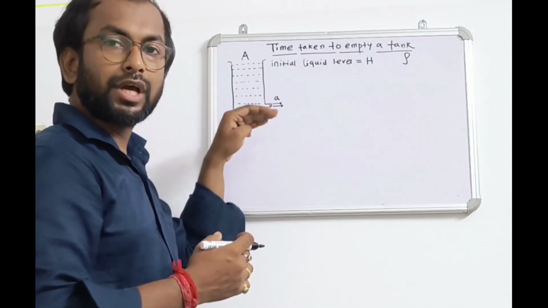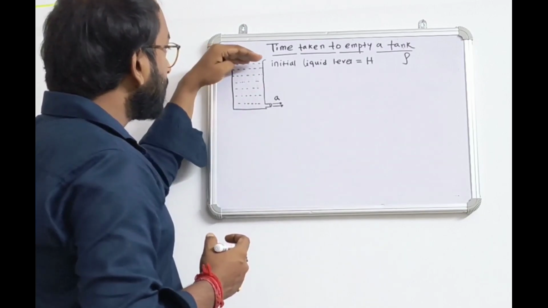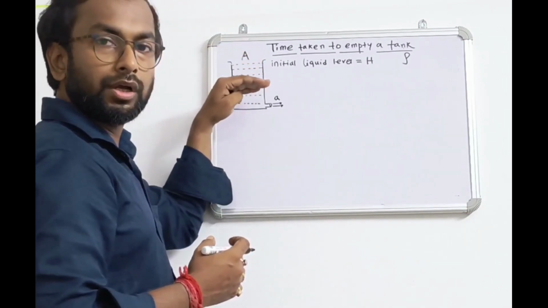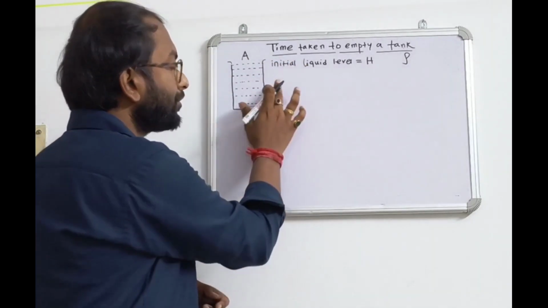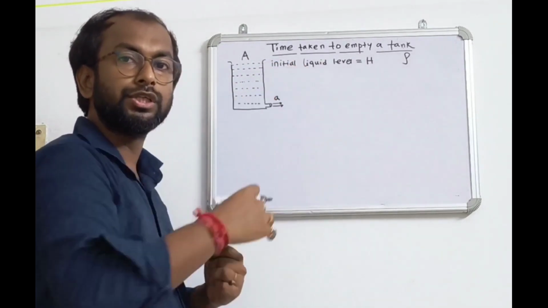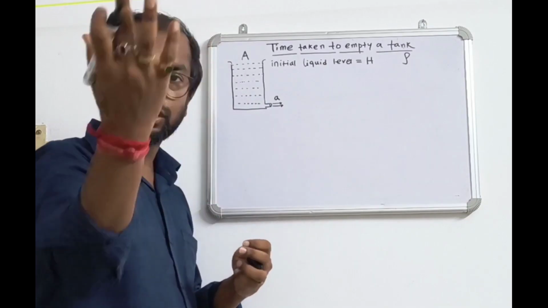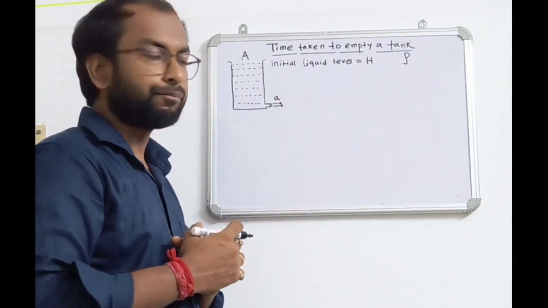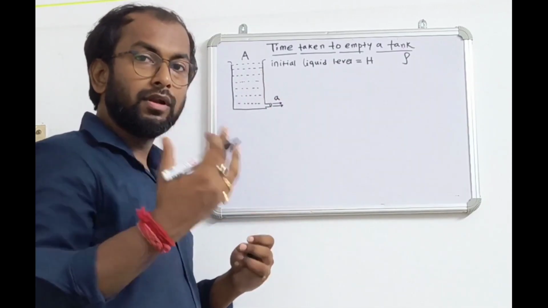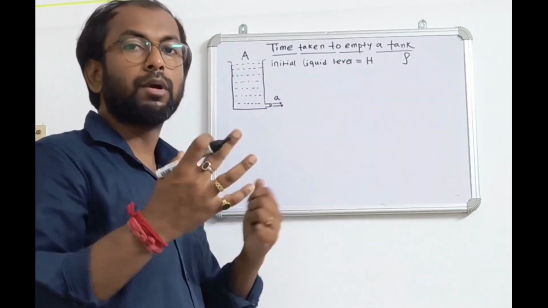As liquid is coming out through the hole, the liquid level in the container is falling, and due to the falling height of the liquid, the velocity of the efflux is also reducing. So the volume flow rate out through the orifice is also decreasing. So this is a variable velocity of efflux problem.